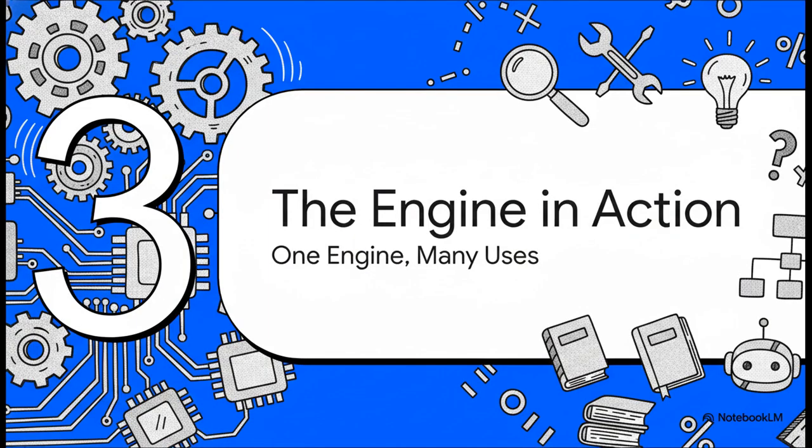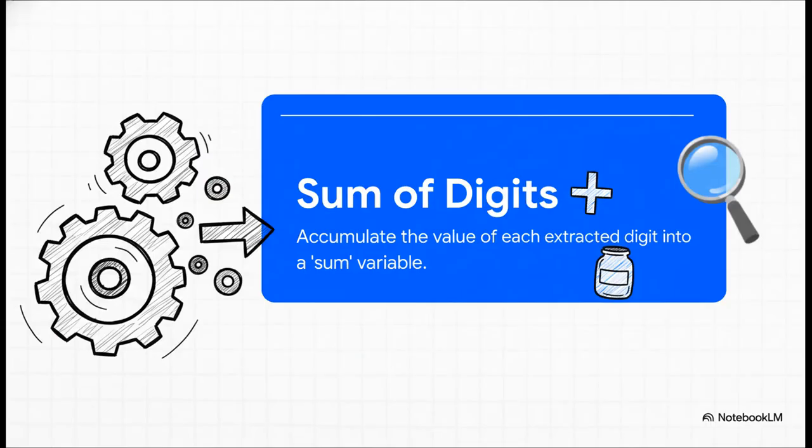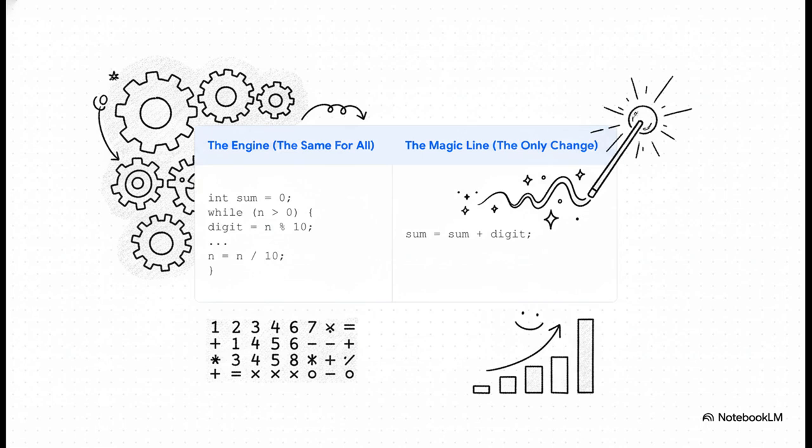Now for the really fun part. Let's see how this one engine can be tweaked just a little bit to solve a whole bunch of different problems. Let's start with the most basic example, finding the sum of a number's digits. To do this, we just need to add one little thing to our engine. We'll create a variable, maybe call it sum, and set it to 0 before our loop starts. Then, inside the loop, every time we pull out a digit, we add it to our sum variable. Simple as that.